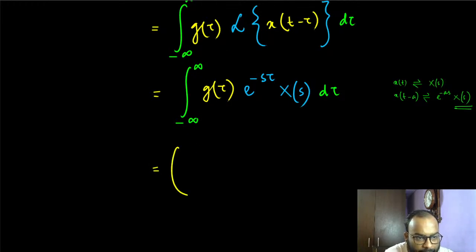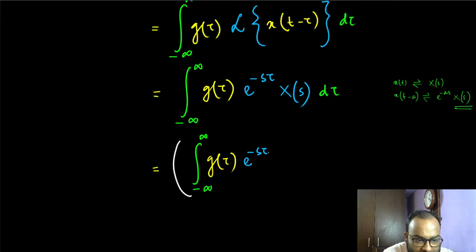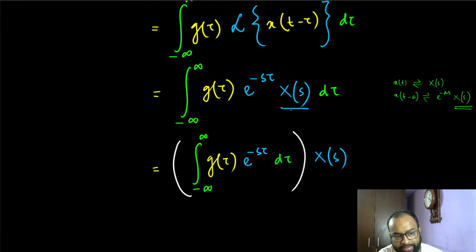So we have this integration on g(tau), e to the power minus s tau, d tau. And outside we are going to have X(s), because that's going to go outside the integration, since the integration is not going to affect this. This is going to be treated as a constant for this integration here. I hope that's also understandable.